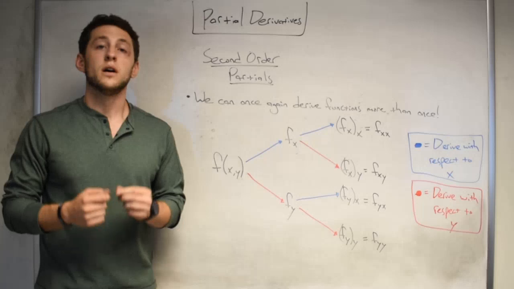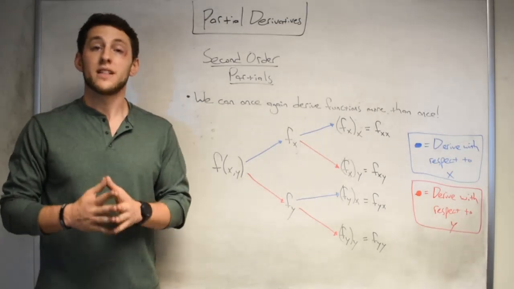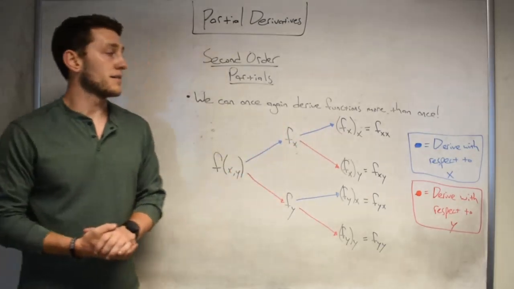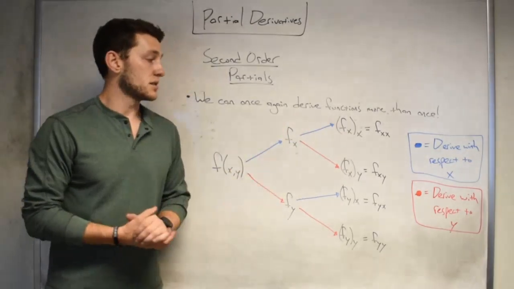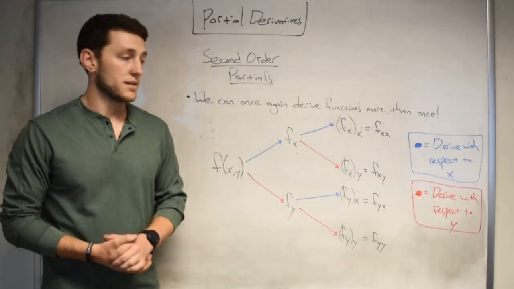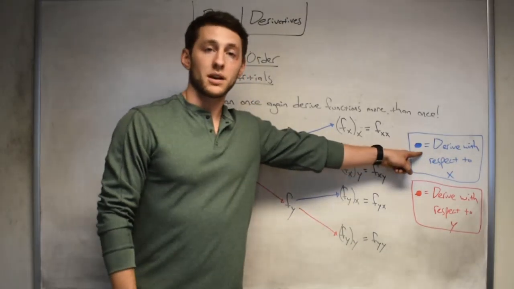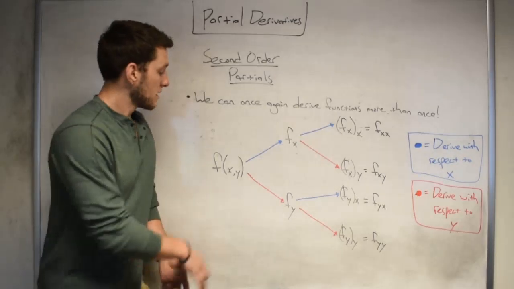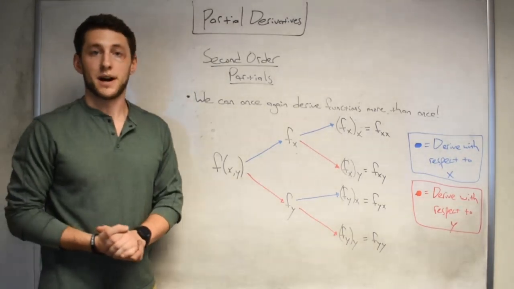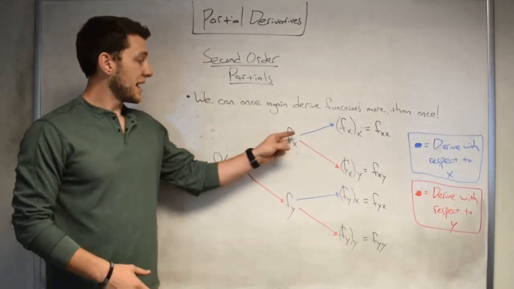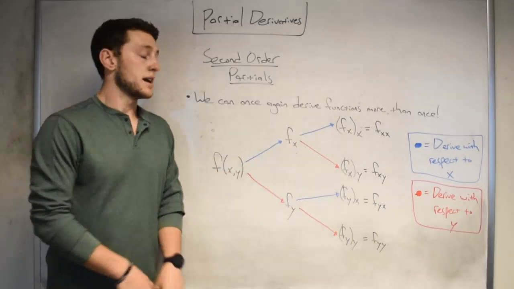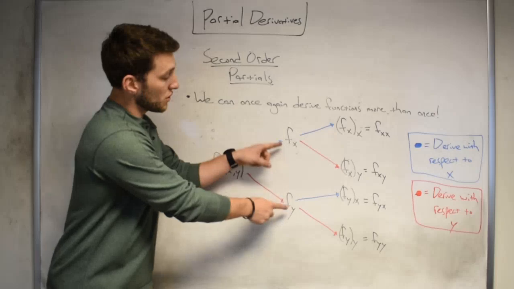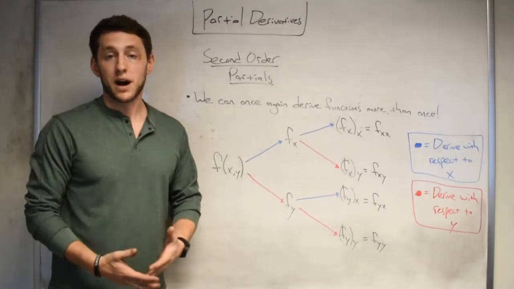Now, as before, we're able to find more derivatives than just our first order partials. I'm going to use blue to indicate deriving with respect to x, and red to indicate deriving with respect to y. Blue means you're treating y like a constant, red means you're treating x like a constant. So, let's start with a function f of x comma y. We could derive the x variable to land on f sub x, and derive the y variable to land on f sub y.